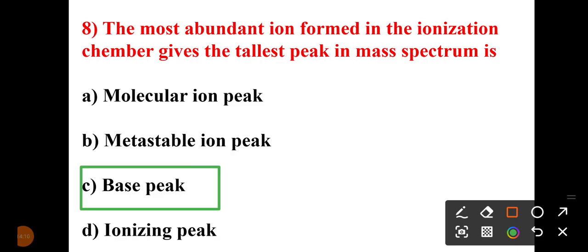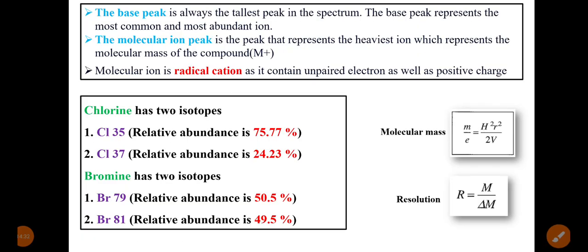What is the molecular ion peak? For the molecular ion peak, just as we have seen previously, one electron is removed, and the energy required is 15 electron volts, right? And the molecular ion peak is also called the radical cation. Okay, these are small things you have to remember, very important. The base peak is always the tallest peak in the spectrum, and it represents the most common and most abundant ion, as we have seen. And the molecular ion is the heaviest ion, formed by removing one electron from your molecule, the radical cation peak.